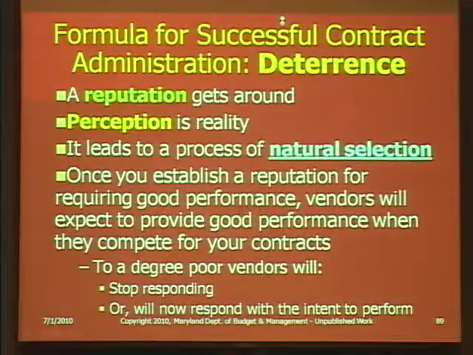If they start off to begin with believing they have to perform, it's easier to manage contracts with vendors that believe they have to actually properly perform. So a reputation gets around, perception is reality, and what I call a process of natural selection: once you establish a reputation for requiring good performance, vendors will expect to provide good performance when they compete for your contracts.